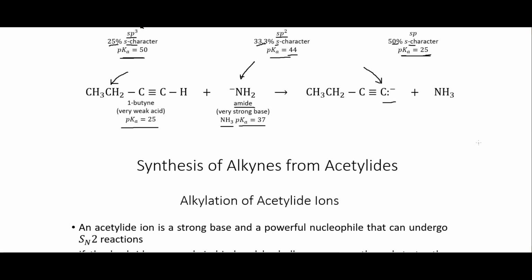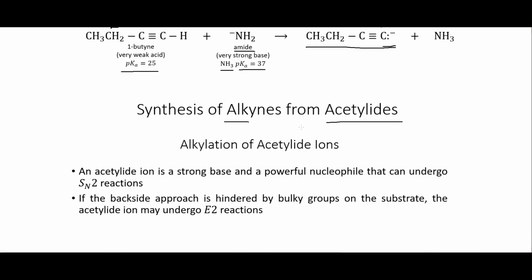And so using this, we can start synthesizing some alkynes from these acetylides. So this species right here is called an acetylide, the base form of these things. And so we can do alkylation with these acetylide ions, so just adding them onto other alkanes essentially.